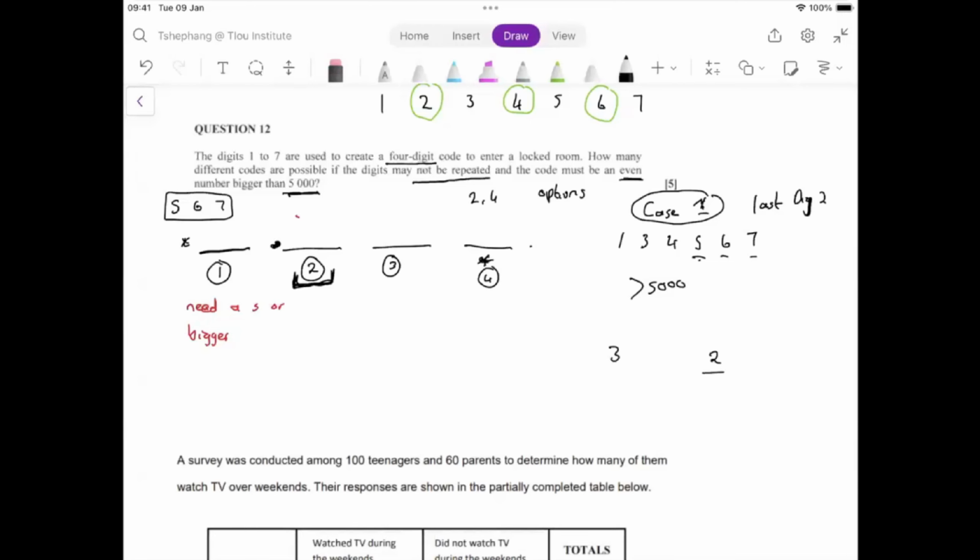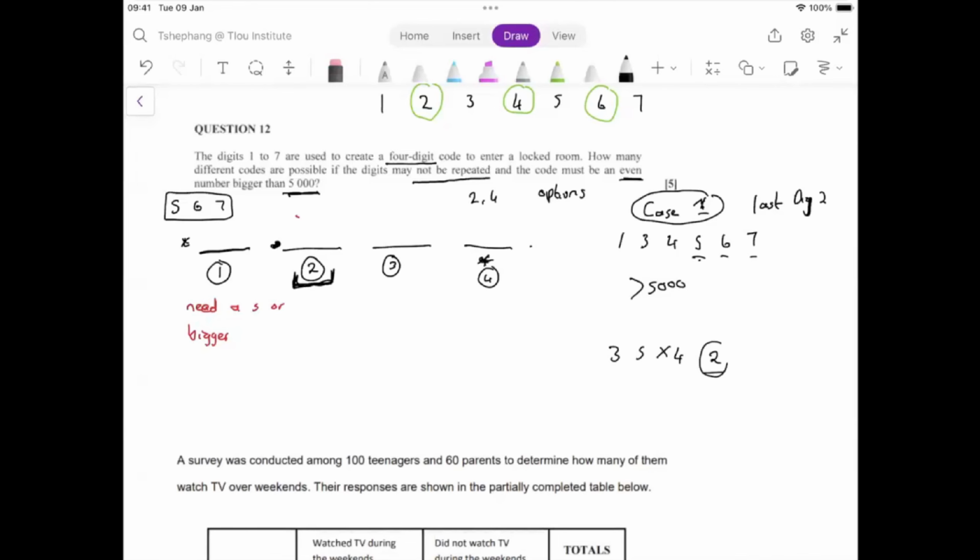The second digit must be what? Second digit, how many options do we have? We had 7 numbers. We picked 2. So we have 5 left. And then how many do we have left after the 5? It's going to be 4.